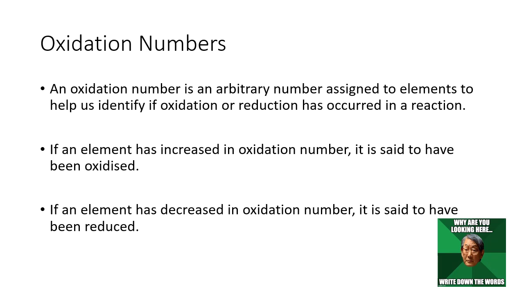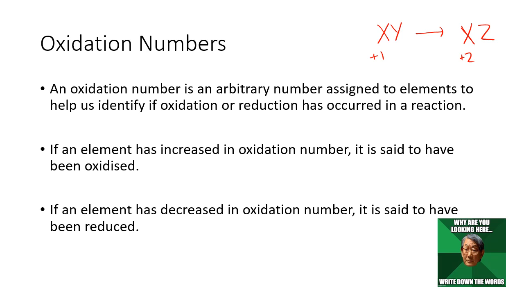Say you have a substance, let's call it XY, and it suddenly becomes XZ. We have to work out their oxidation numbers. If this one has gone from +1 and this goes to +2, then it's said to have undergone oxidation. So whatever that oxidation number is, if it's gone up, it's oxidation. If it goes down, it's called reduction.